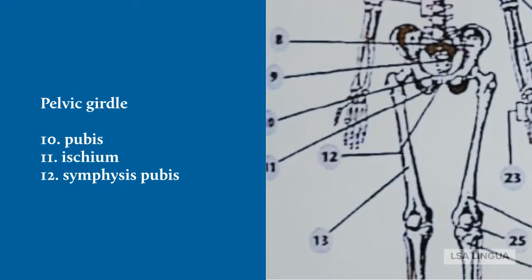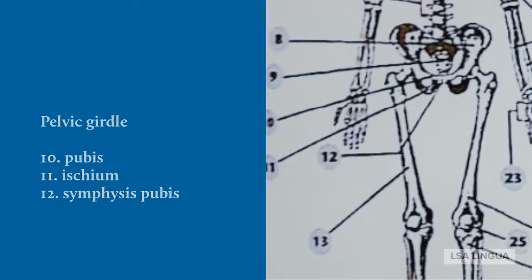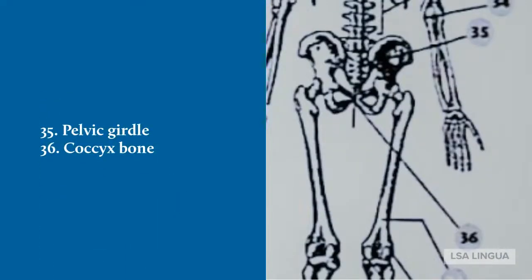12. Symphysis pubis, the fixed joint at the front of the pelvic girdle where the halves of the pubis meet. 35. Pelvic girdle, the ring of bones at the pelvis supporting the legs. 36. Coccyx bone, a small bone at the base of the spine.